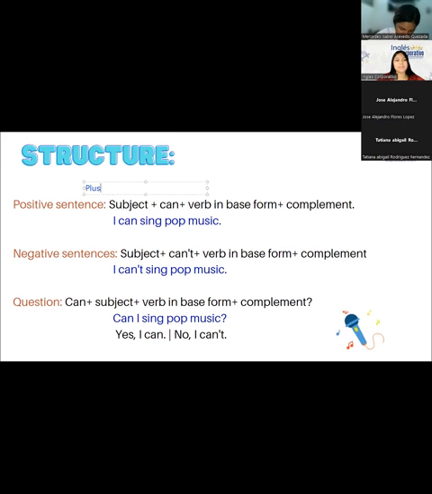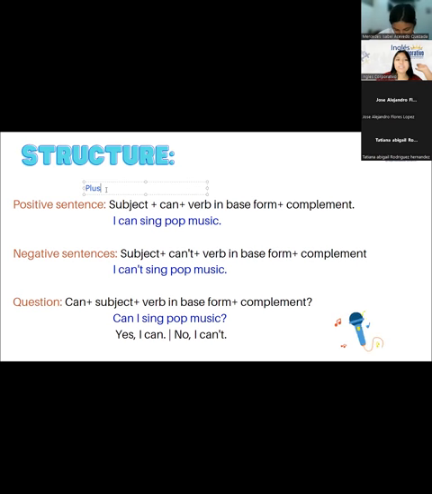Okay. Miss, how do you pronounce signo de interrogación? Oh, question mark. Okay. Question: can plus subject plus verb in base form plus complement, question mark. Excellent. Can I sing pop music? Yes, I can. No, I can't. Perfect. Thank you.